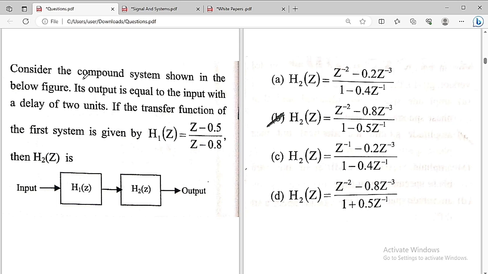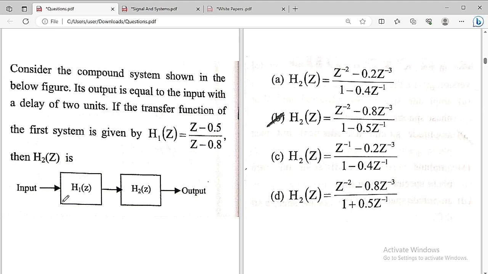So what is the question here? Consider the compound system shown in the figure below. Its output is equal to the input with a delay of 2 units. The transfer function of the first system is given by H1(z) = (z − 0.5)/(z − 0.8). Then what is H2(z)? We need to figure that out.